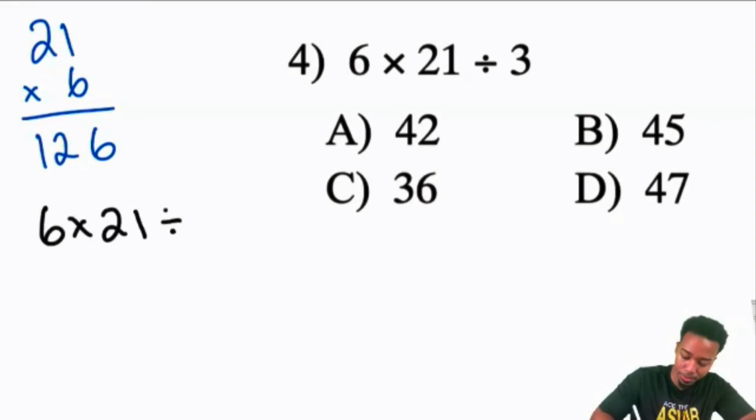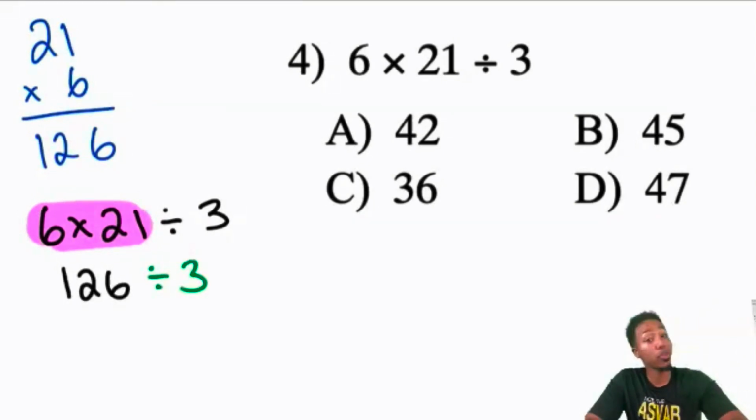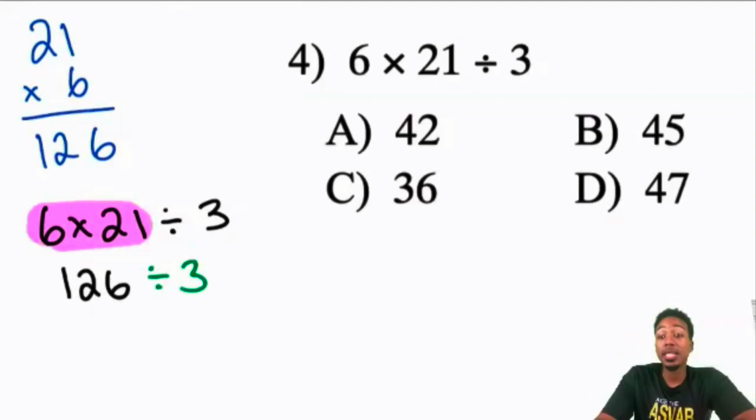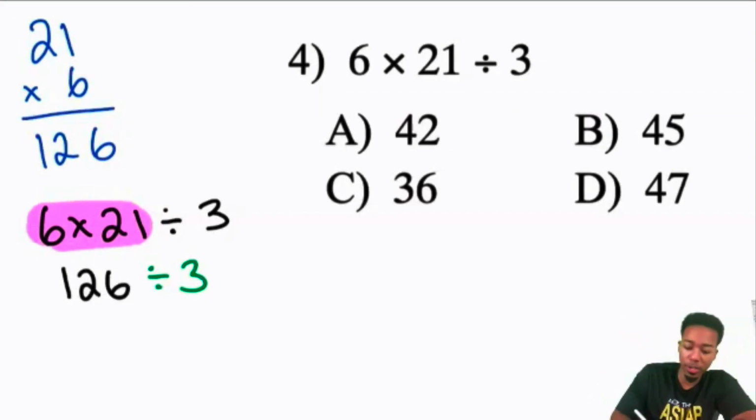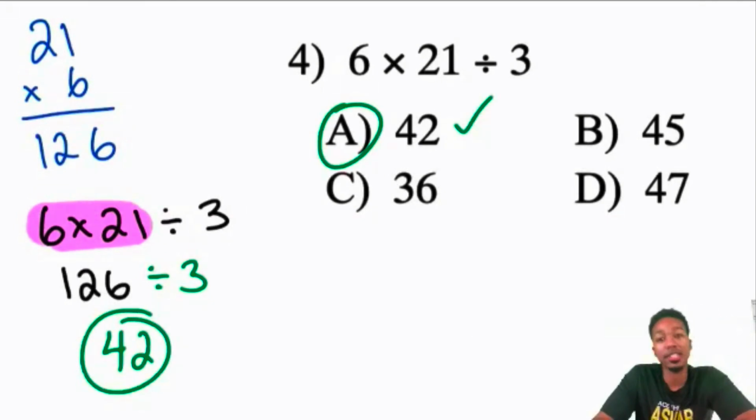divided by 3. We'll take care of this first, giving us 126. Then we end up dividing by 3. Everybody, 126 divided by 3 will give us what? That'll give us 42. Great job, guys. Yep. 42 will be it. And that's why A is the answer.